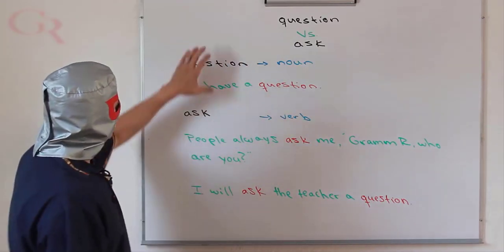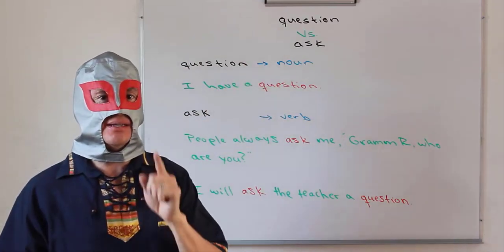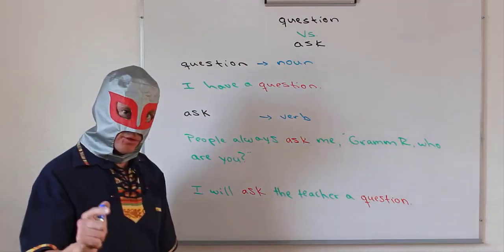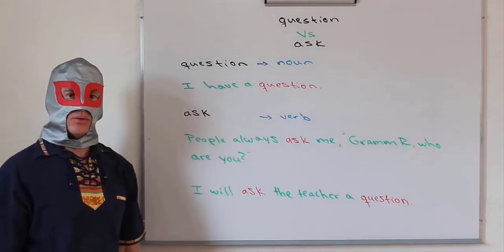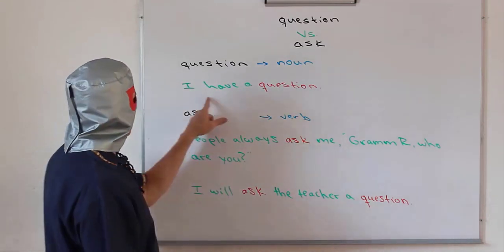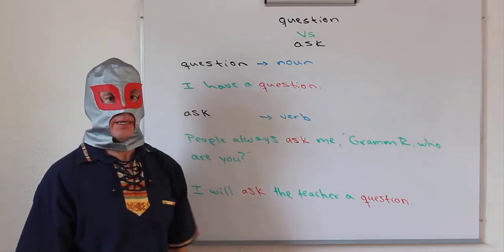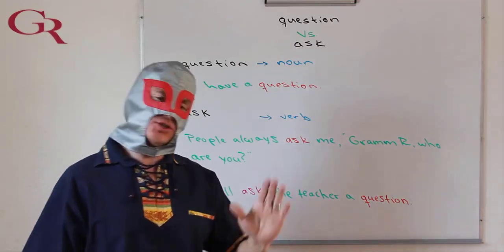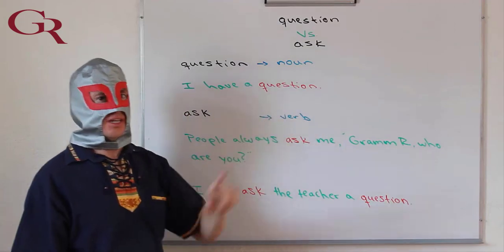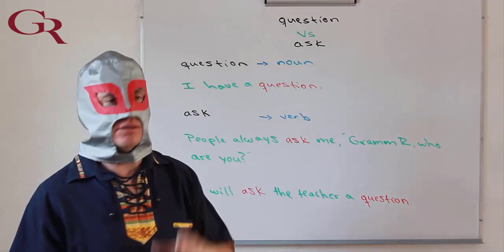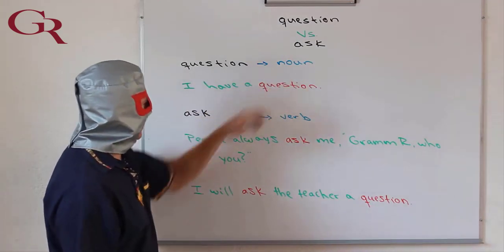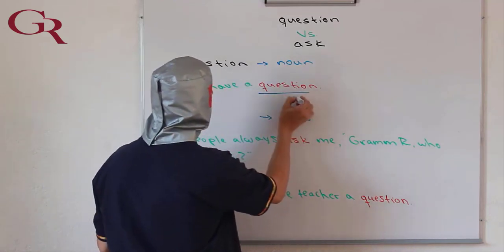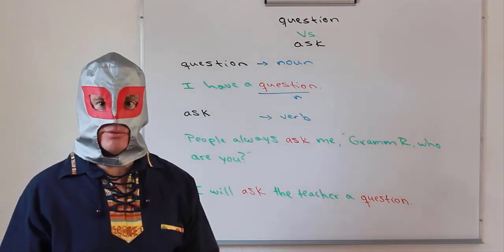Okay, we're going to take a look at question as a noun only, okay? Because it has other uses. But as a noun, you would maybe say, I have a question, okay? Teacher, you know how sometimes students call us teachers? Teacher, I have a question, not I have an ask. No. Question is a noun. This is a noun. So we should say, I have a question.